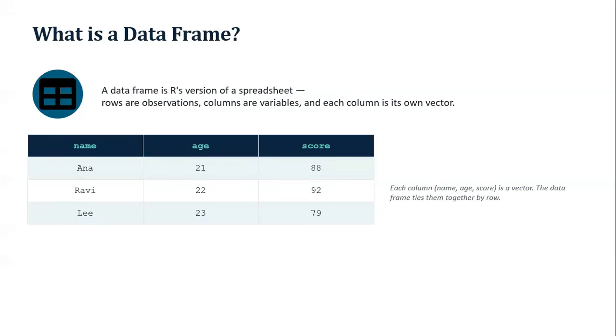A data frame is R's version of a spreadsheet. Rows are individual observations. Columns are variables. And this is the key connection back to last episode. Each column is just a vector. Look at this table: name, age, score. Each of those columns is a vector you already know how to build. The data frame is just what ties them together row by row.